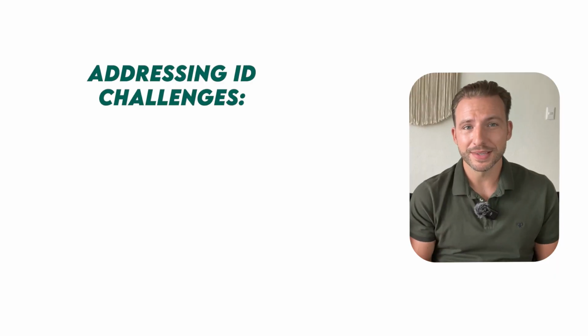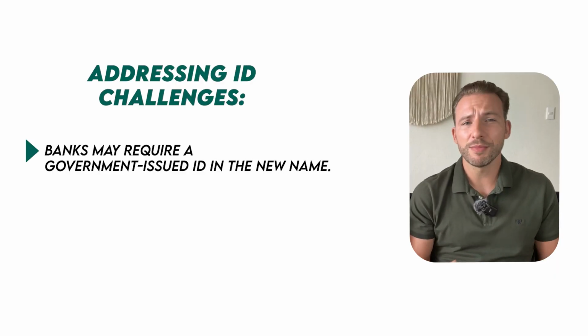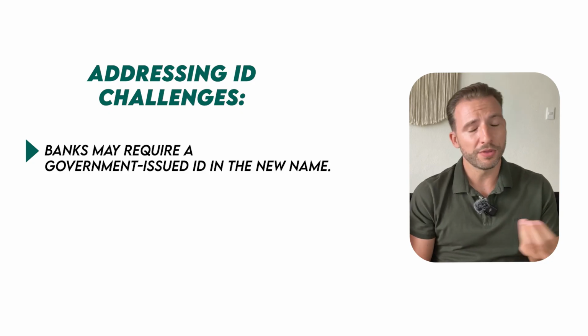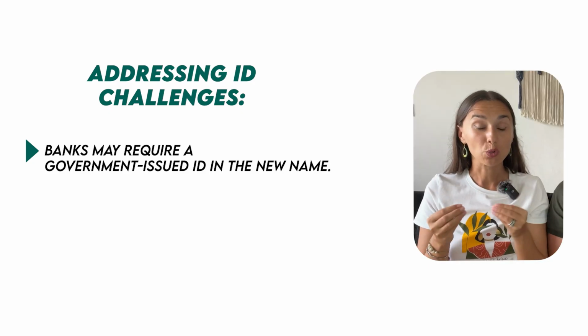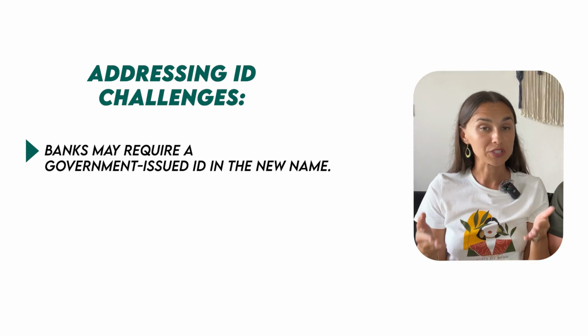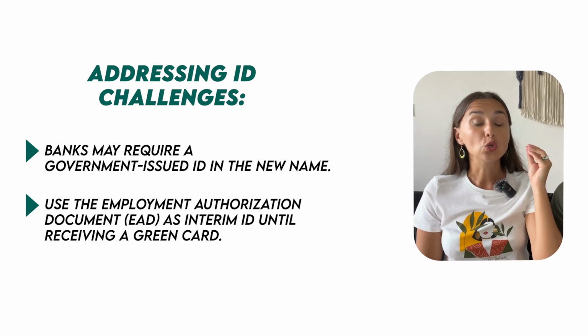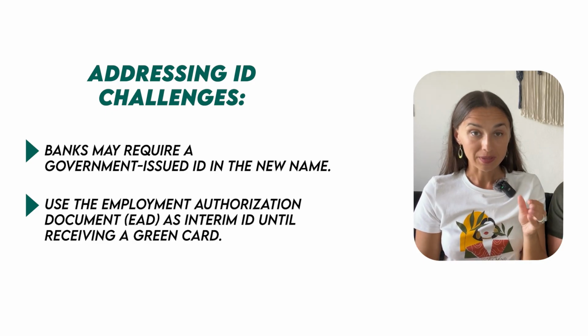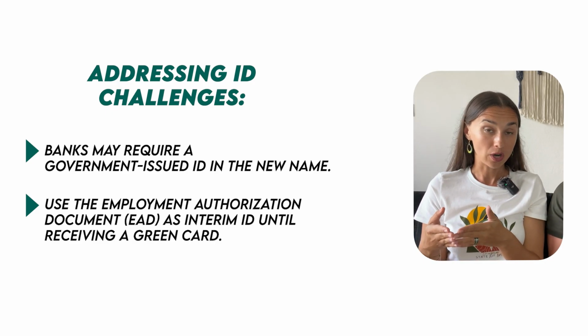So what about IDs? The main issue you might face here is that you don't have an ID in your new married name yet. This can be a bit of a hassle, especially with things like bank accounts, as banks often want to see a government-issued ID with your new name before they'll update your account. Once you get your work permit, also known as the Employment Authorization Document or EAD, you will have an ID with your new name on it. At this point, you can start updating your name on other documents like your bank accounts and driver's license. The EAD serves as proof of your new legal name until your green card arrives.